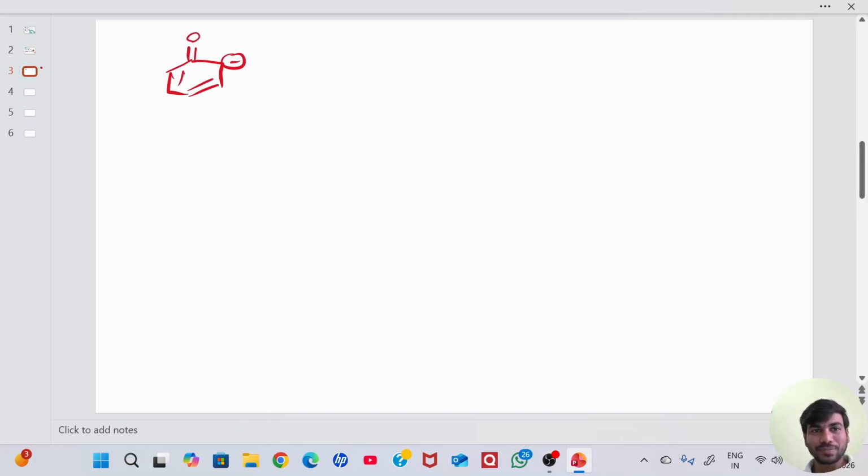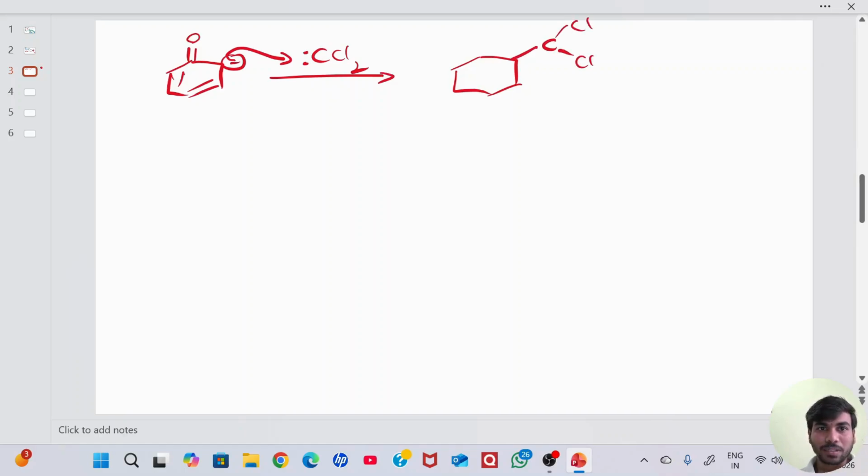Okay, so this phenoxide ion now attacks this dichlorocarbene with its excess electron, and you will see there is a bond formed between these two. And now see, previously this carbon is neutral and it is accepting one excess electron from the phenol moiety, therefore it becomes negatively charged, and there is one more hydrogen.